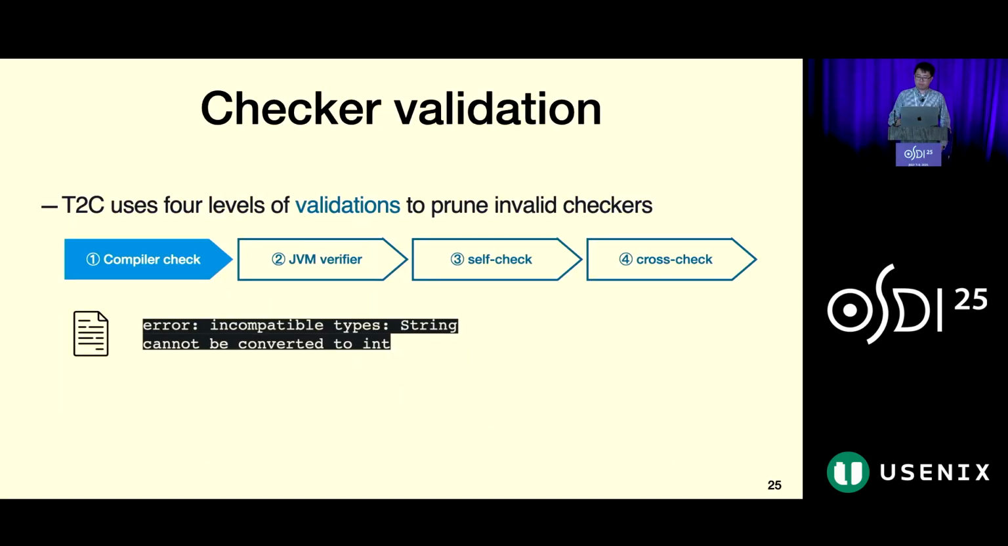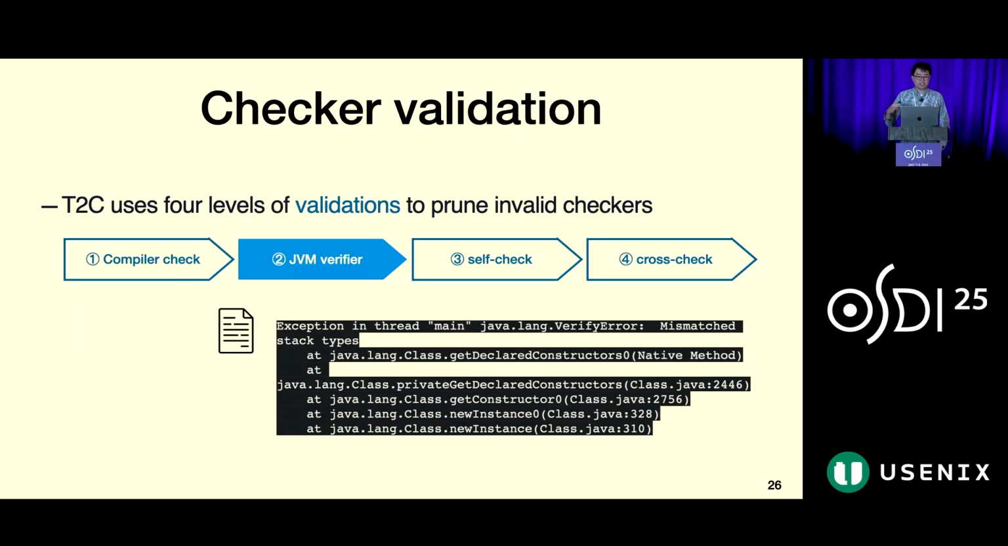You may ask, hey, what if the generated checkers or the variants are incorrect? Indeed, that's why T2C uses 4 levels of validation to prune out the invalid checkers. The first is compilation, to ensure syntactic correctness. And the second level is to ensure the checker is runnable via the JVM-verified sanity checks.